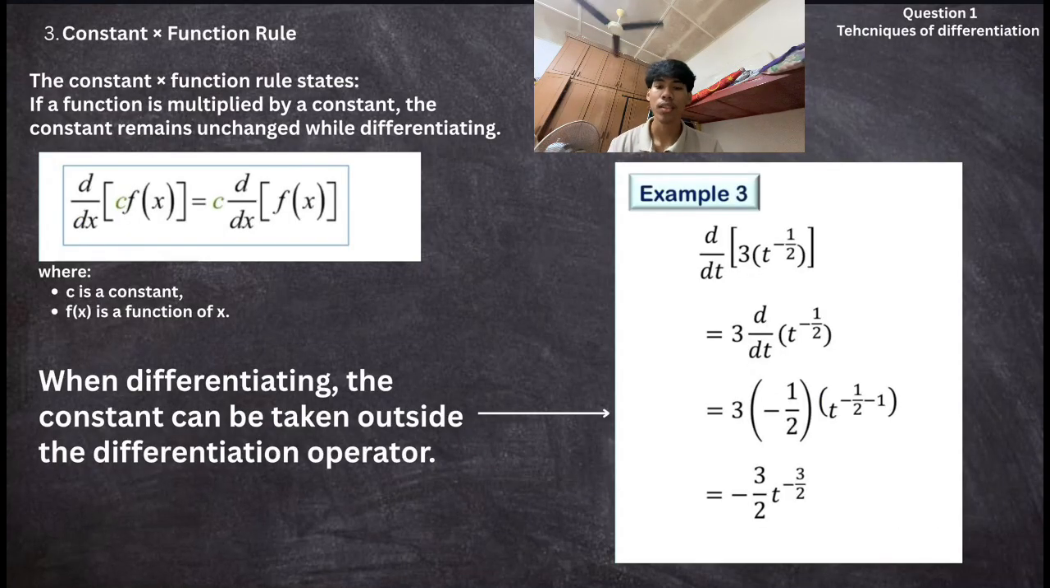The third one is the constant times function rule. The constant times function rule states that if a function is multiplied by a constant, the constant remains unchanged while differentiating. You can see the formula in the picture, where c is a constant and f(x) is a function of x. When differentiating, the constant can be taken outside the differentiation operator. You can see example 3.